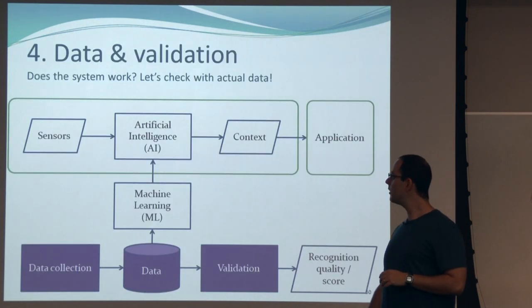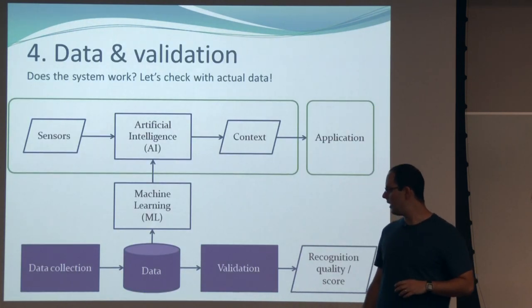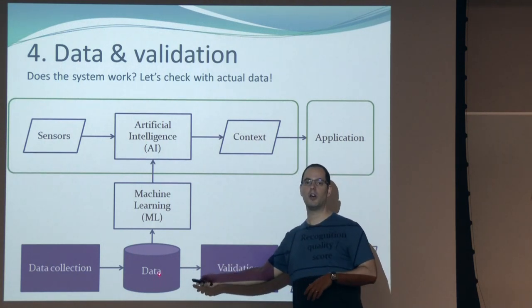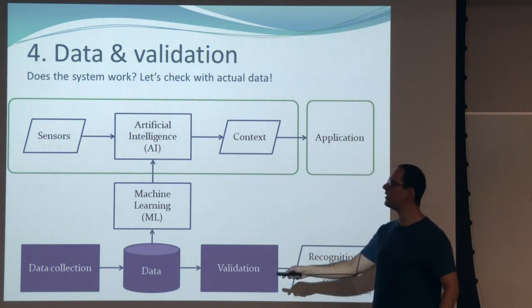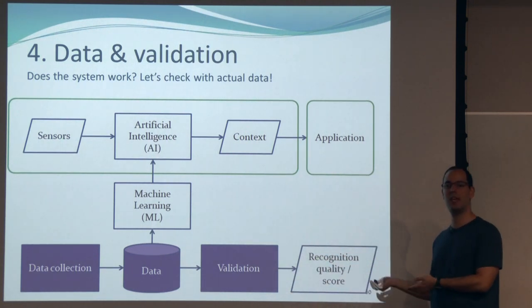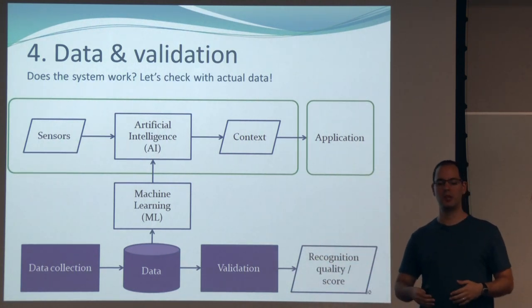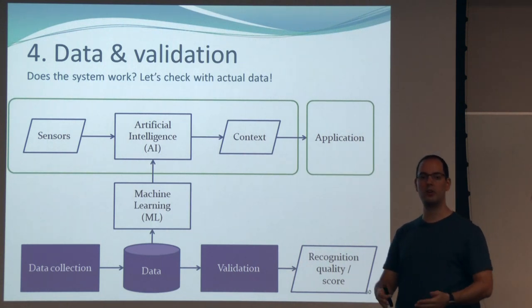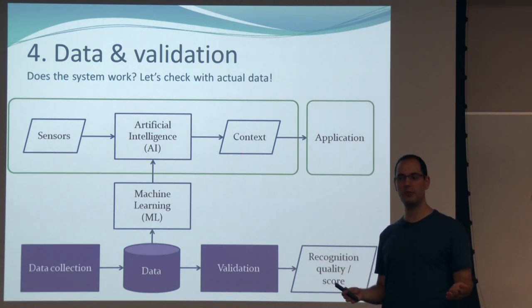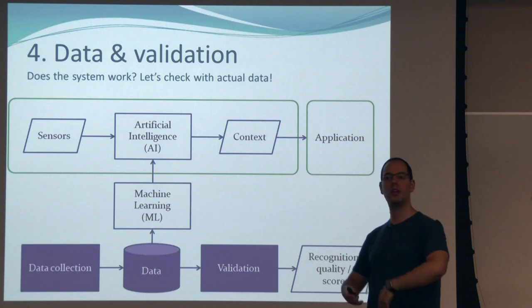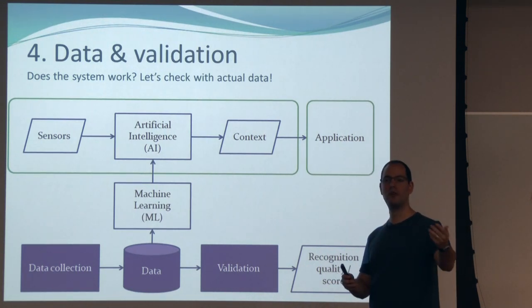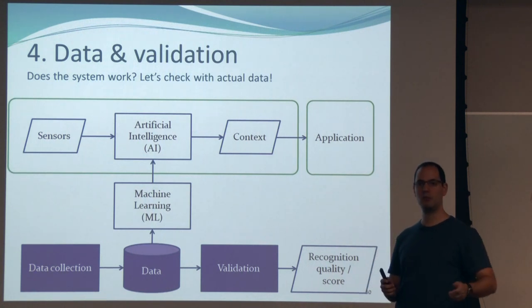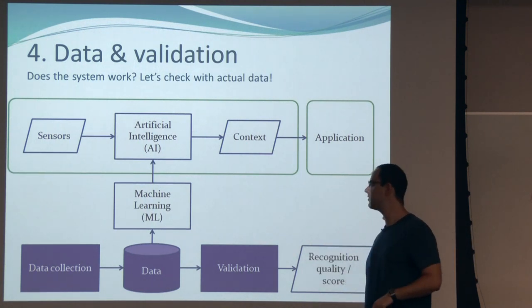Let's go talk now about data. As I mentioned, data is important both to train the artificial intelligent component and to validate the component. Because at the end, you're going to declare some kind of score of how well your system performs. You're going to have to tell your customer, my system recognizes context correctly like 80% of the time or better than an alternative system.